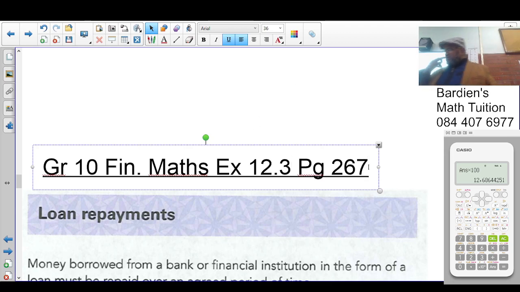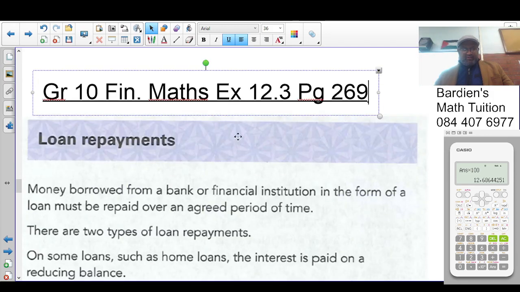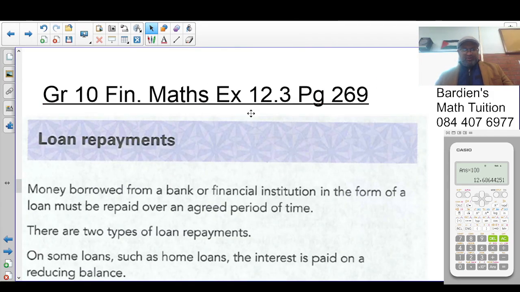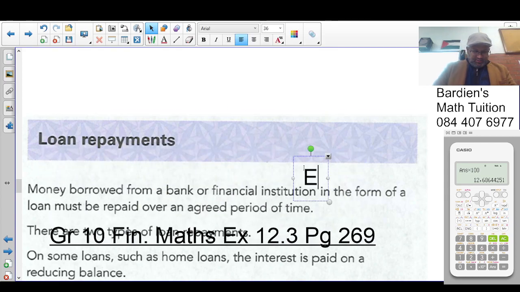on page 269. Okay, and I'm going to first do the examples on page, I'm reading from page 268.